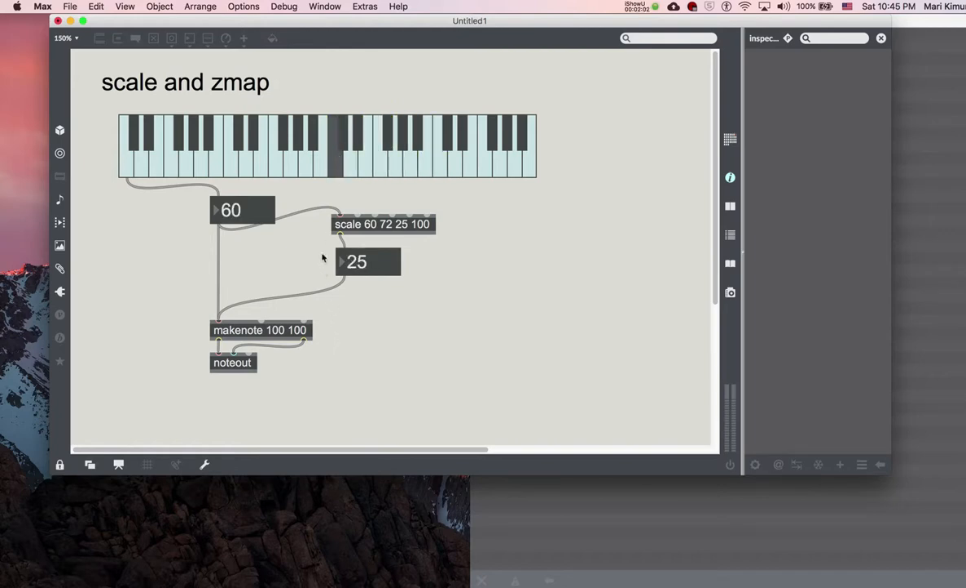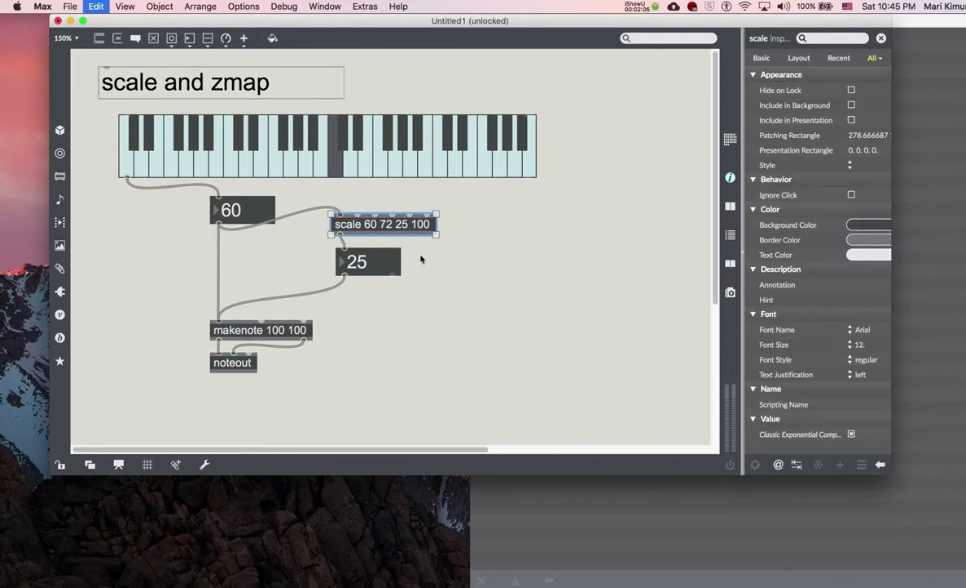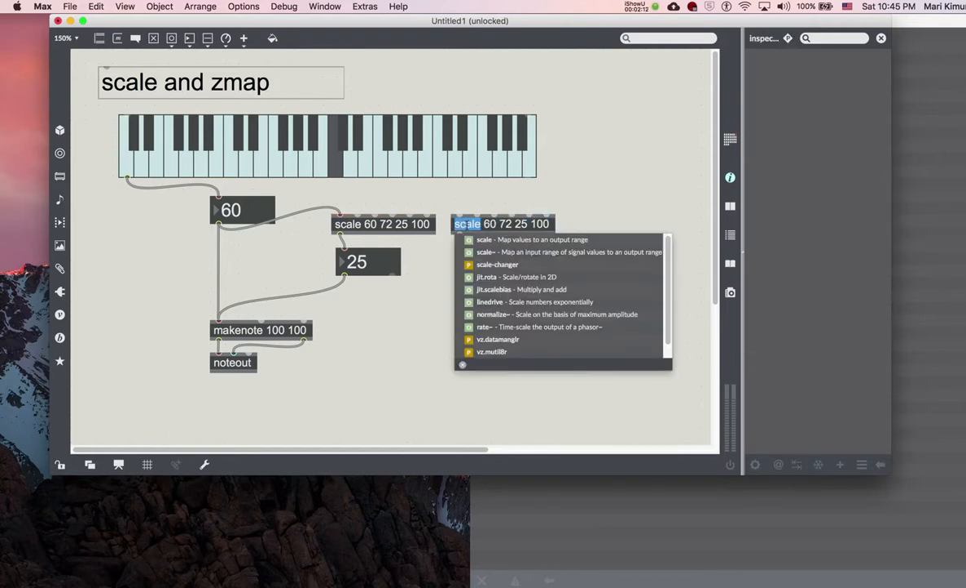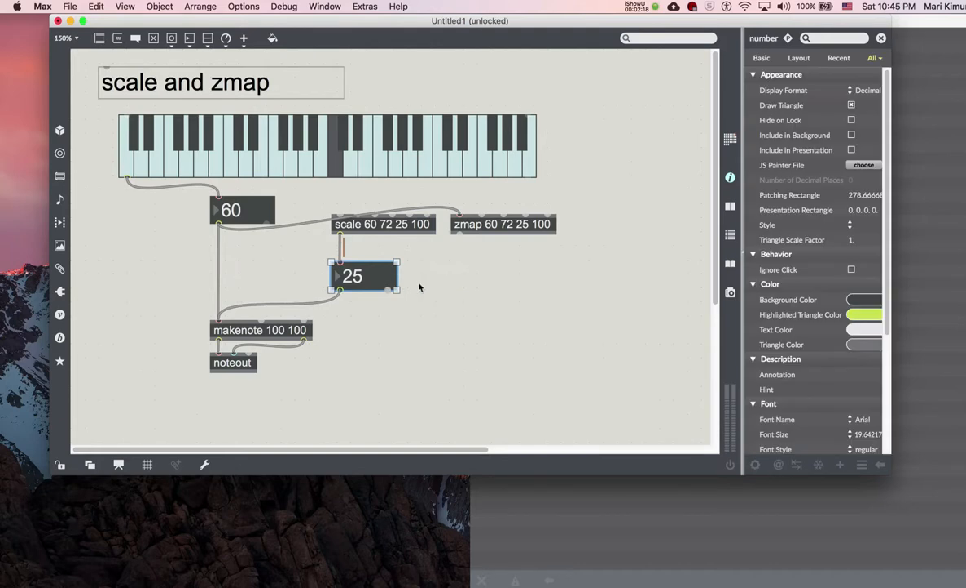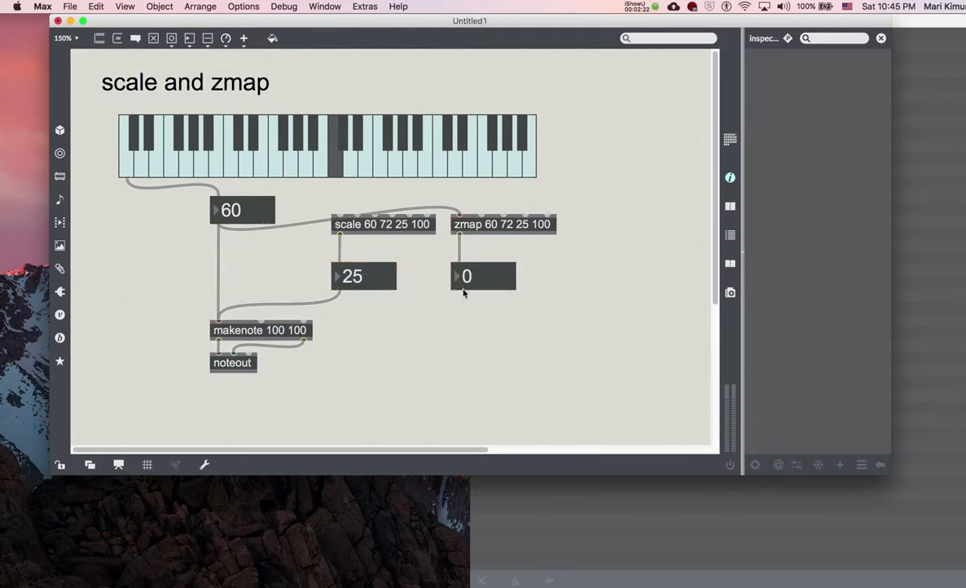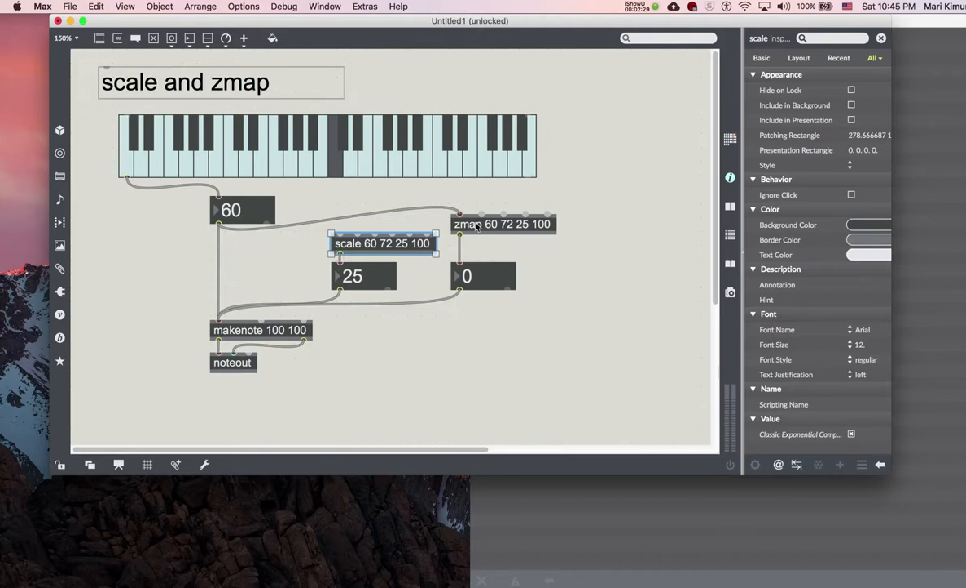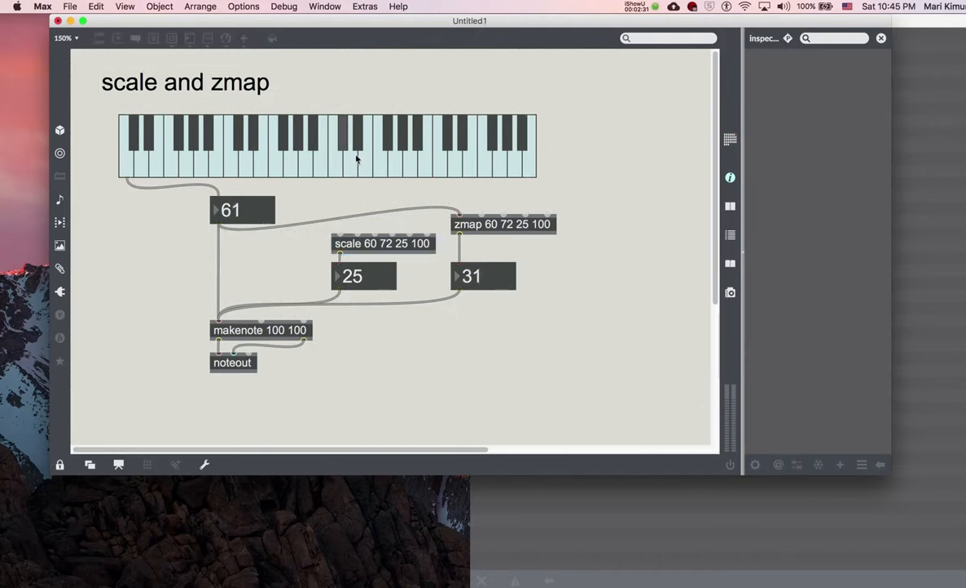Okay, so now that's scaling, and there's another almost identical object called zmap. Zmap in this case will do almost exactly the same. So let's try. Instead of going to scale, I'm going to send it to zmap, and another one here. Okay, so send it to make note. I just disconnected the scale. Now I'm going to zmap, exactly the same sound.